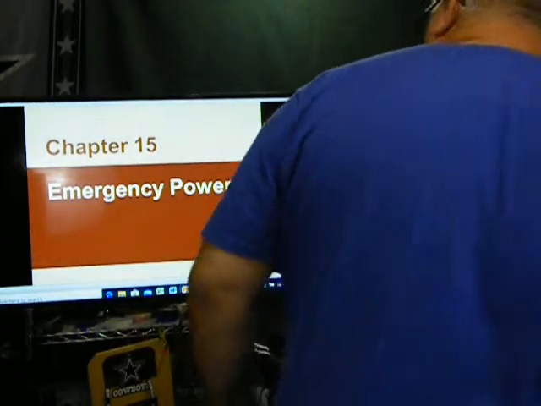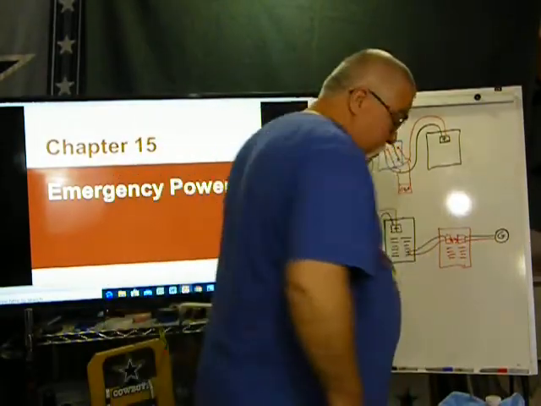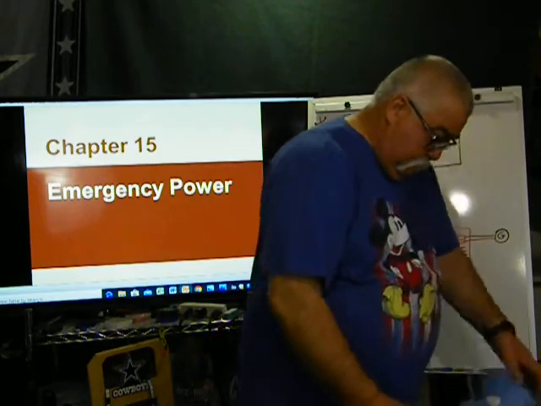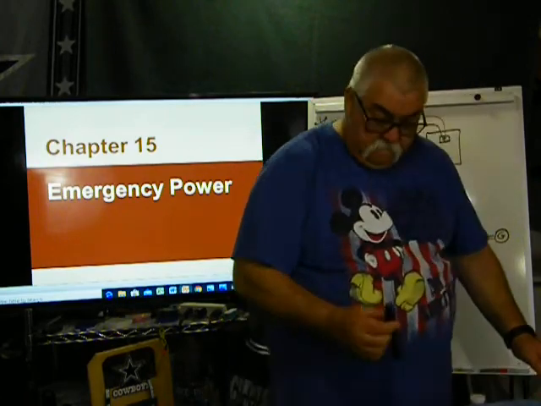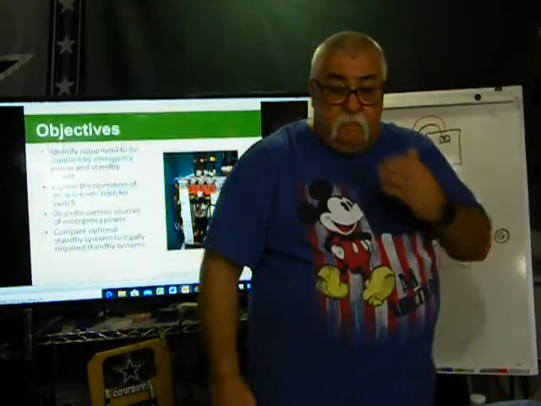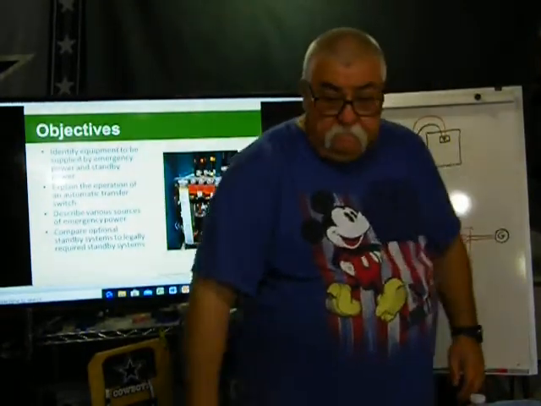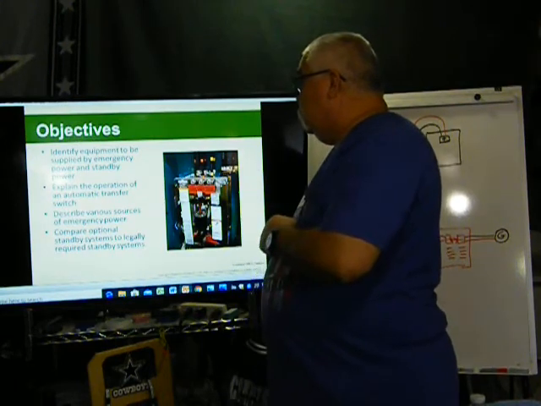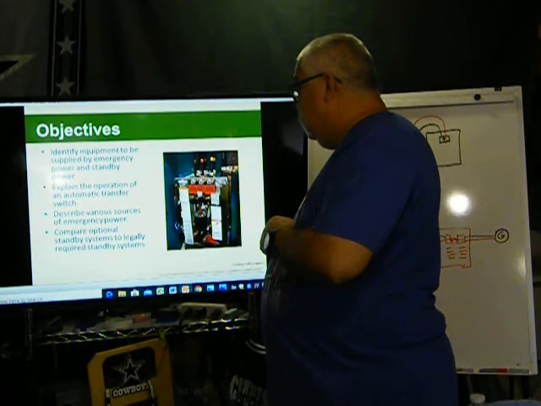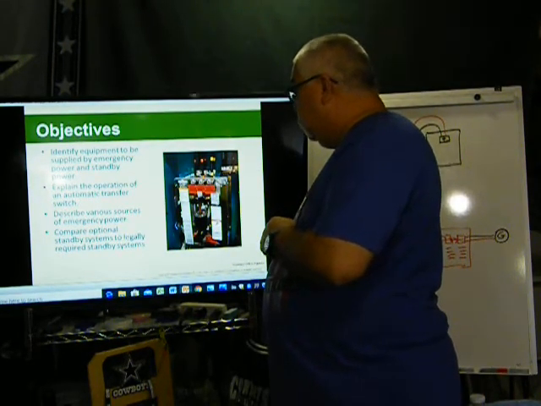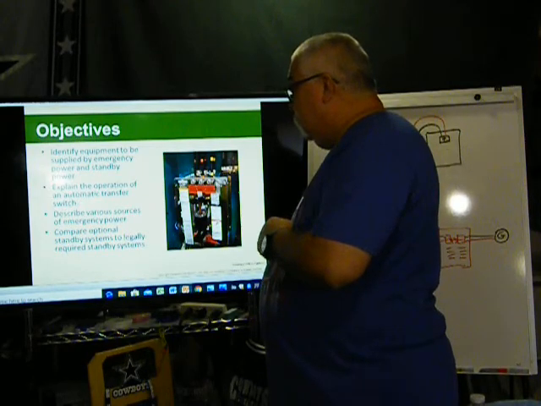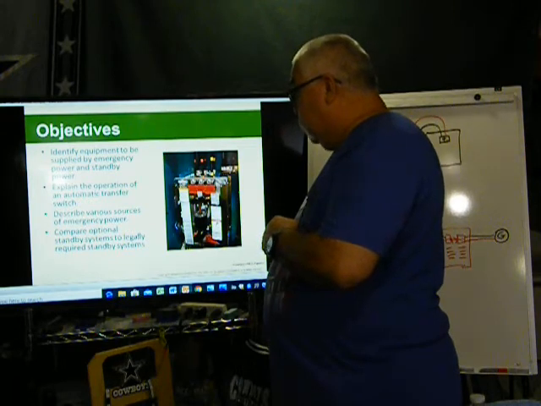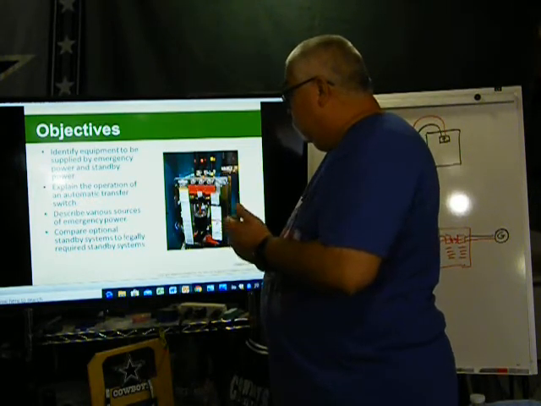Alright, next chapter. Emergency power. Chapter 15. It says objectives. Identify the equipment to be supplied by emergency power and standby power. Explain the operation of an automatic transfer switch. Describe the various sources of emergency power. Compare optional standby systems, legally required standby systems.